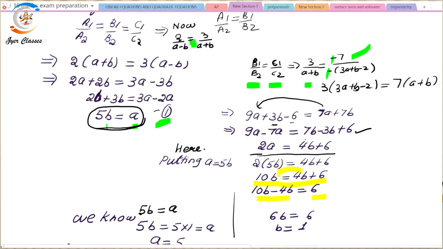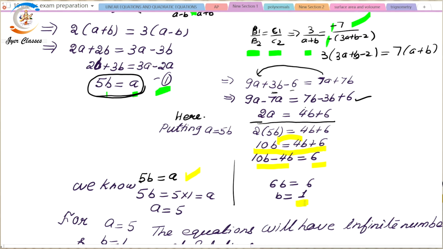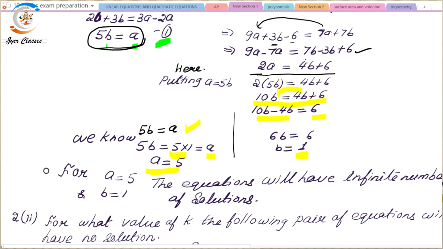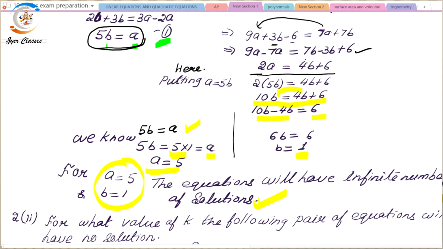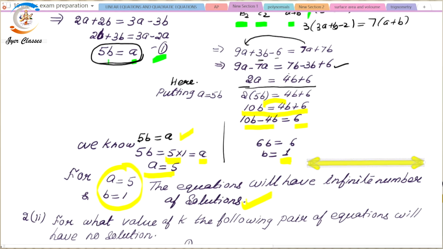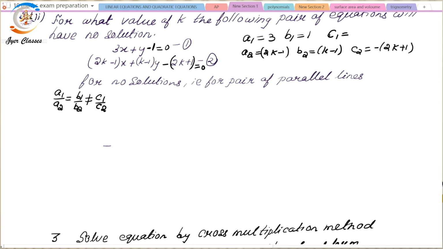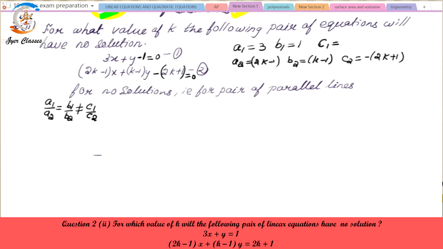हमें ऑलरेडी क्या पता है 5 times of b is equal to a. तो b की वैल्यू आपने ऑलरेडी निकाल रखी है 1. तो 5 into 1 that is equal to a. तो a की वैल्यू मिल गई 5. For a is equal to 5 and b is equal to 1, the equation will have infinite number of solutions. मतलब आपका ये है कि आपके पास दो लाइंस होंगे और ये दोनों लाइंस एक दूसरे के ऊपर होंगे, यानी infinite number of solutions.